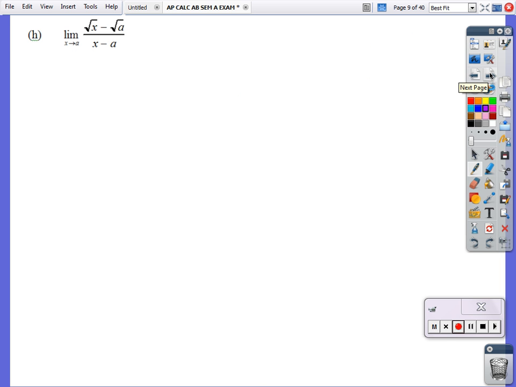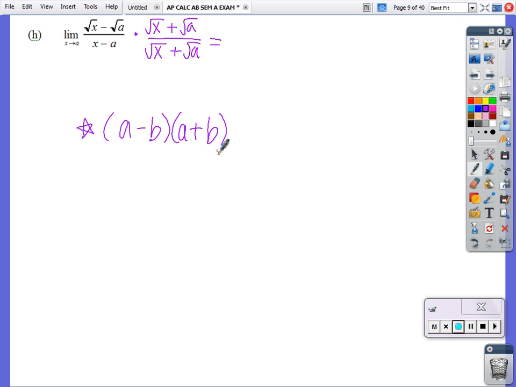And then letter H. So this is one where you're going to use kind of like the conjugate. So we're going to multiply this by root of x plus root of a over root of x plus root of a. And so the numerator becomes a minus b times a plus b, which ends up being a squared minus b squared. So in the numerator, you actually get x. Root of x times root of x just gives you x, and then minus root of a times root of a just gives you the a, all over x minus a times the root of x plus the root of a.